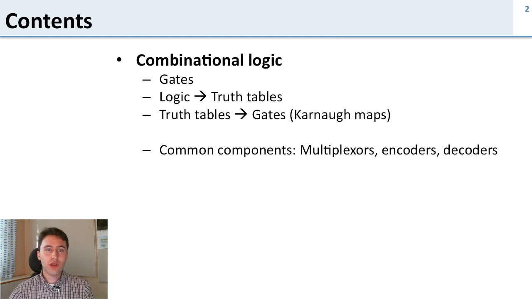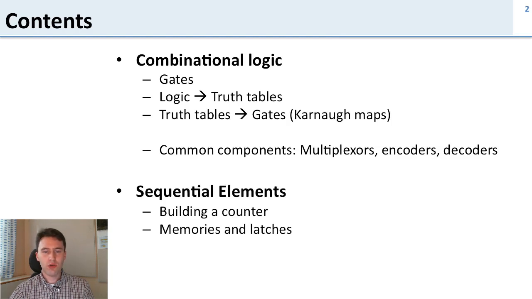We're going to talk about first combinational logic. This is how you put logic gates together. And we're going to start out going from logic to truth tables, and then we're going to go the other way around, from truth tables to gates. So that's using Karnaugh maps. We're going to talk about some common components that you see in logic design, in particular multiplexers, encoders, and decoders.